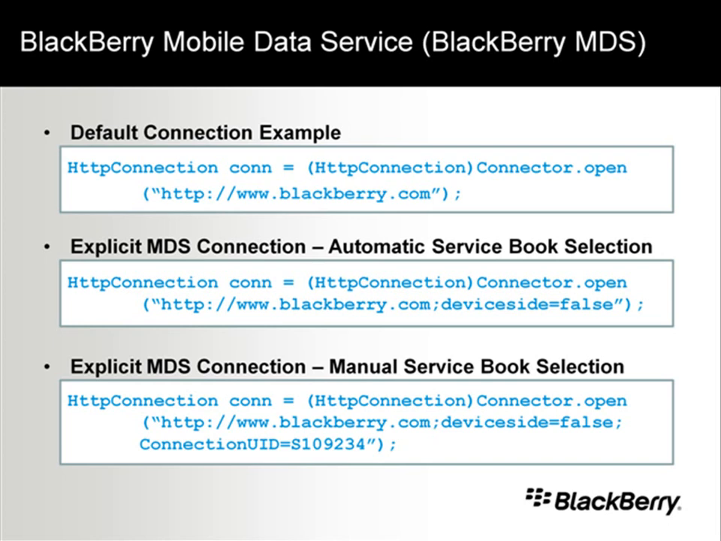To make an explicit connection to BlackBerry MDS, you need to append deviceside=false. This will automatically access the default MDS service book on the device.